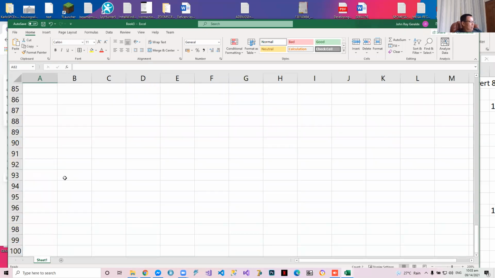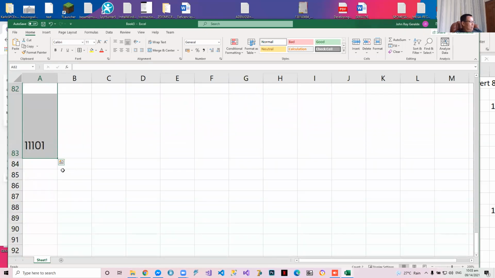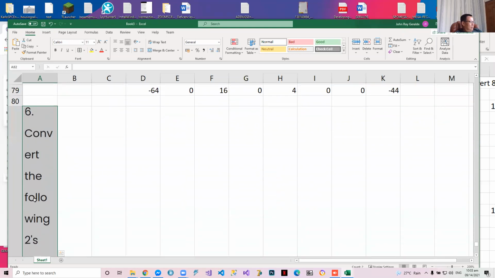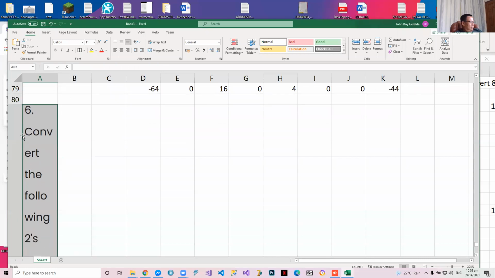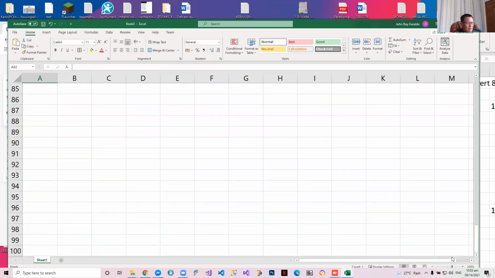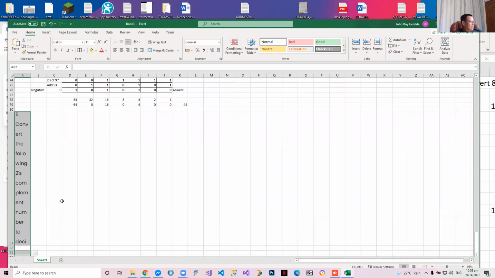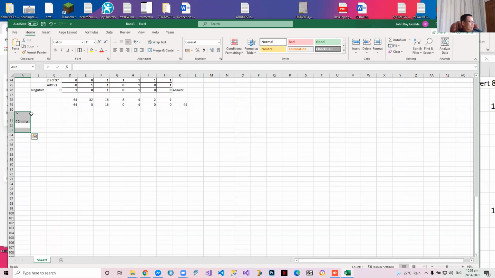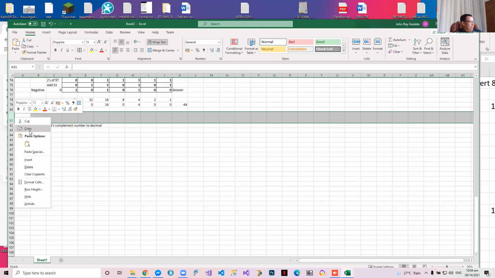Bakit ayaw niya mag-ano? Let me check this first. Kasi ayaw niya mag-ano. Control X ko na lang. Paste it here. Okay. Delete this.